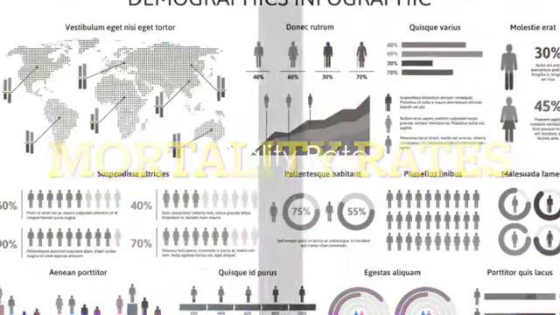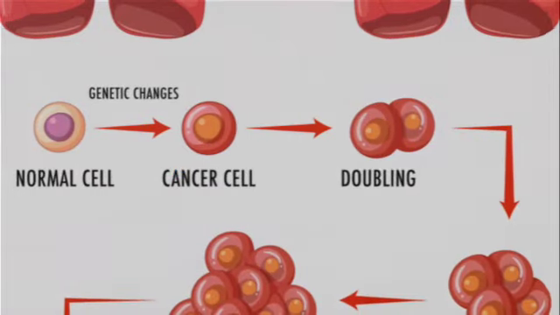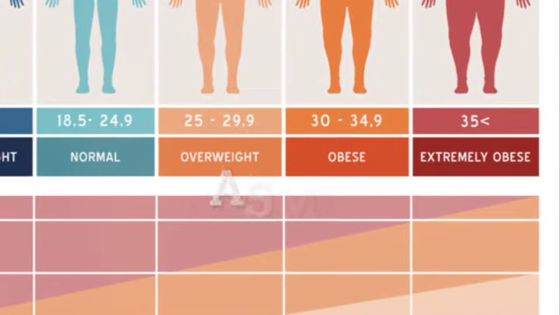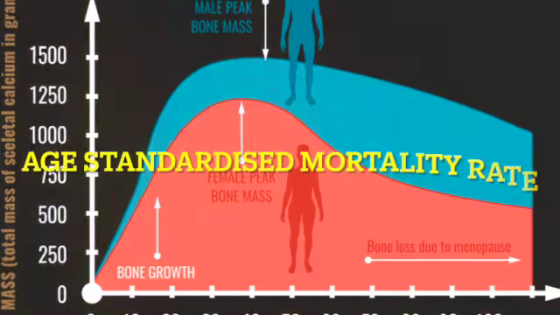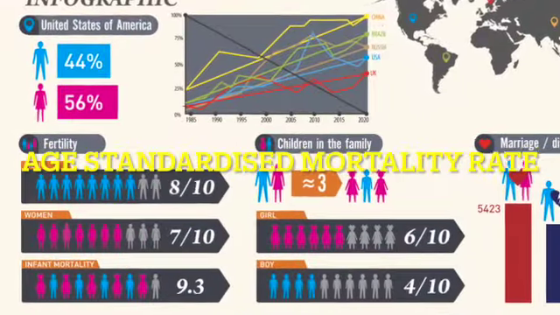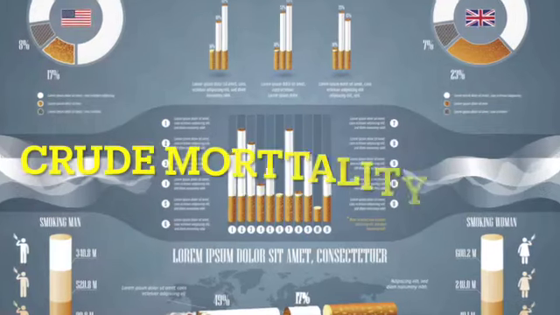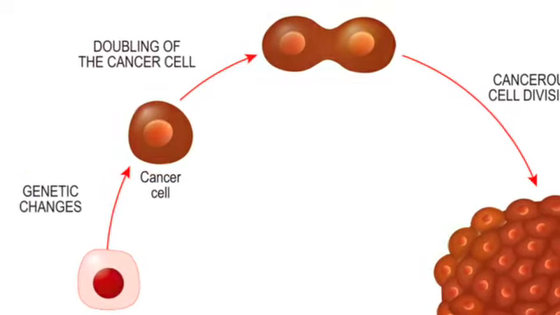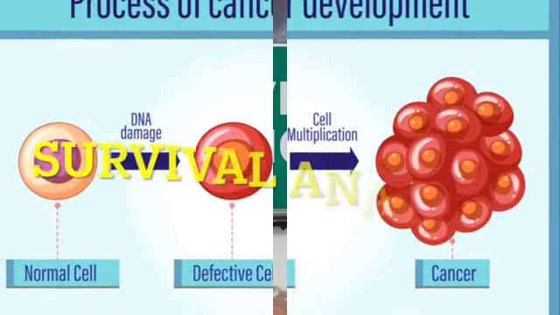Mortality rates give us insight into the deadliness of cancer in a population. Age-Standardized Mortality Rate, or ASMR, adjusts for age differences, while Crude Mortality Rate shows cancer deaths per population unit without age adjustment. With the mortality rates clear, let's move on to survival analysis.